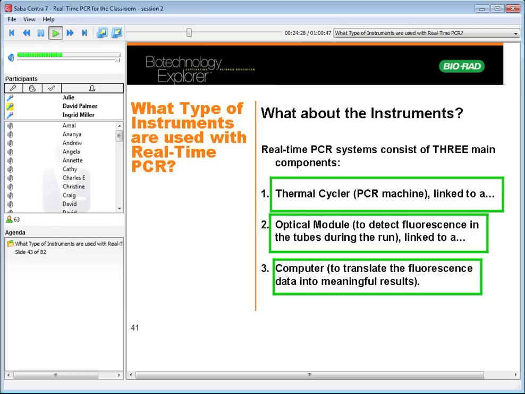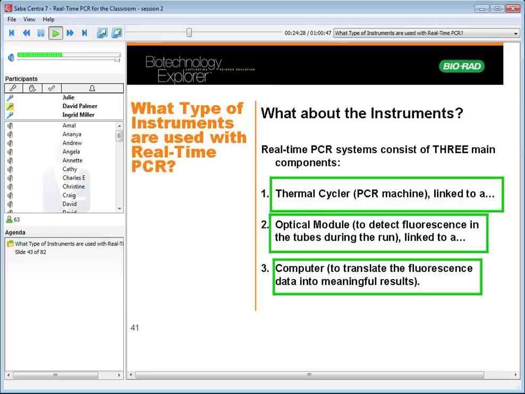So melt curves are based on the principle that as you heat double-stranded DNA, it becomes single-stranded. So if you've got DNA binding dyes attached to your double-stranded DNA, as it's heated, those binding dyes will fall off and will no longer be fluorescent. So if we picture our PCR reaction after it's done, we've got a lot of double-stranded DNA. It's cold. The DNA is brightly fluorescent because the SYBR Green, for example, is bound all over it.